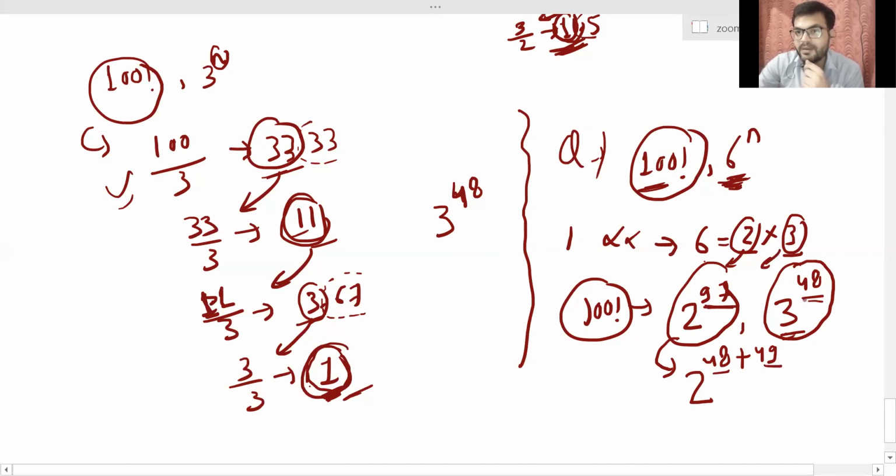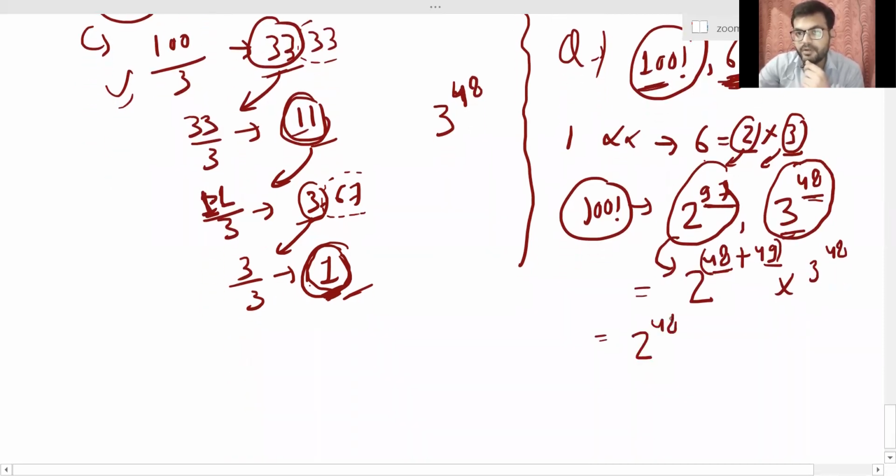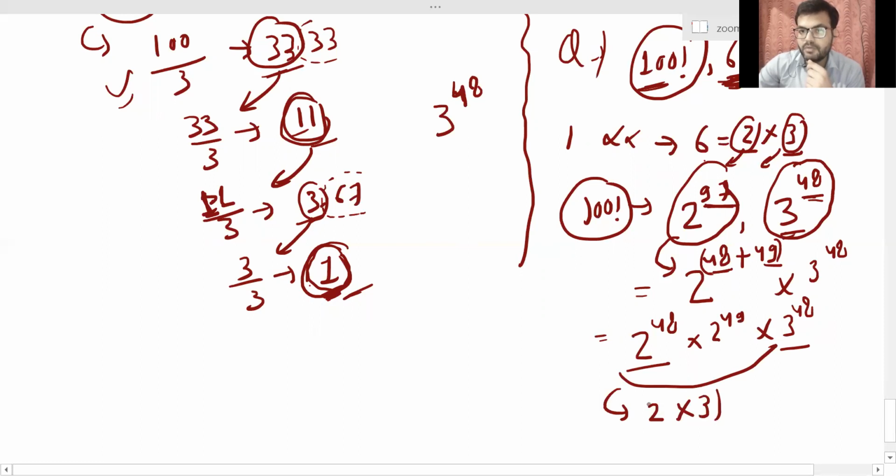Why? Because the power of 3 is 48, so you will have to get 48 number of 2's also. So this in one bracket, into 3 raised to the power 48. Now this can be broken as 2 raised to the power 48 into 2 raised to the power 49 into 3 raised to the power 48. Now this 2^48 and 3^48 can be taken together and it will form 6, that is (2 into 3) raised to the power 48 into 2 raised to the power 49. So we have got 48 number of 6's. The power of 6 is 48. So the maximum power of 6 is 48.